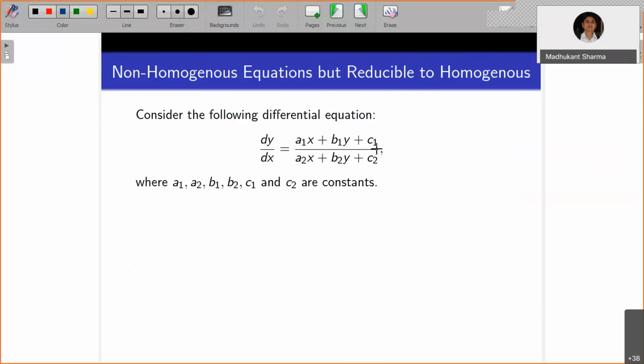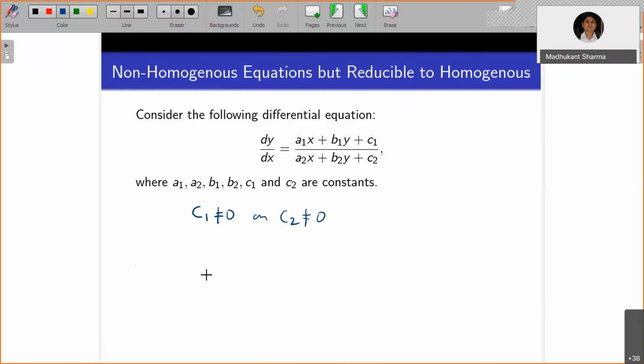Now these are constants. So if you have the numerator in a linear form in x and y, that is a1x plus b1y plus c1, and the denominator a2x plus b2y plus c2. At least either c1 or c2 should be non-zero. If both are 0, then it's the homogeneous case. That's a very basic thing.